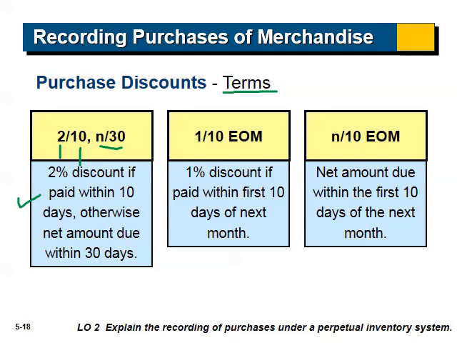What does this 1/10 EOM mean? 1% discount if paid within the first 10 days of the next month. And then n/10 EOM, net amount due within the first 10 days of the next month.